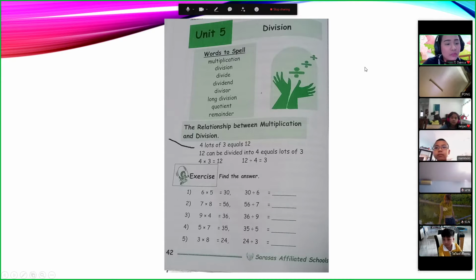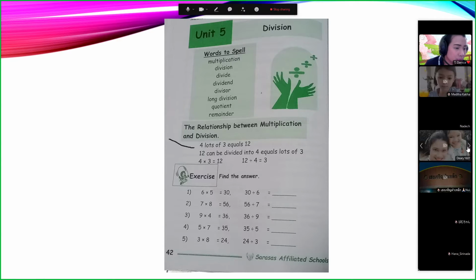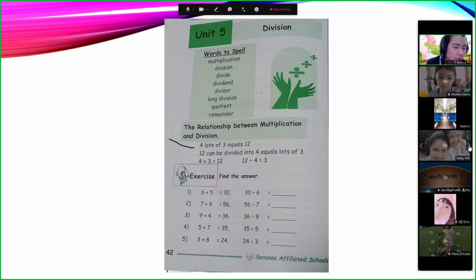Okay, now, do you have your books with you? Your math book. If you have your math book, can you get them, please? Open your books on page 42. 42, 4 and 2. Page 42. Are you ready? Okay.